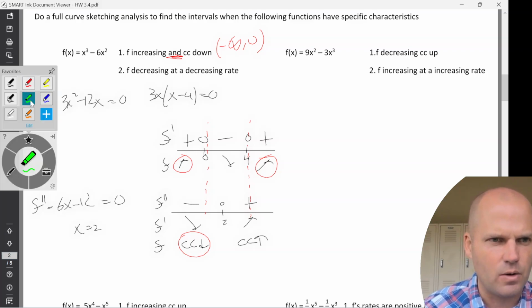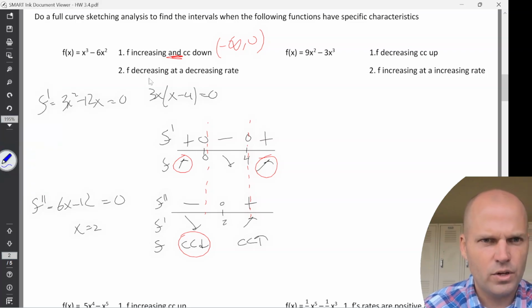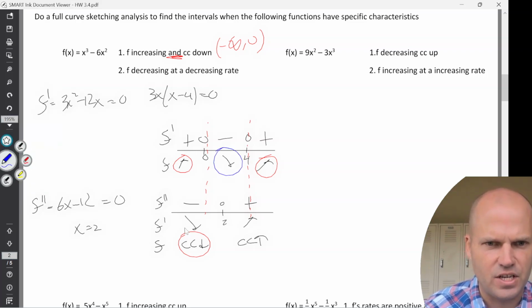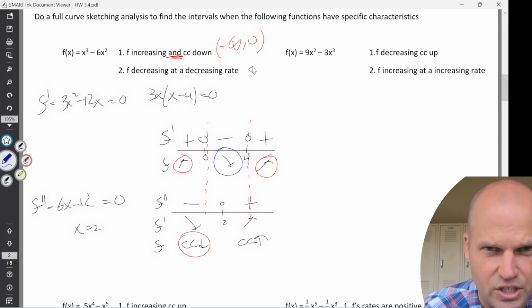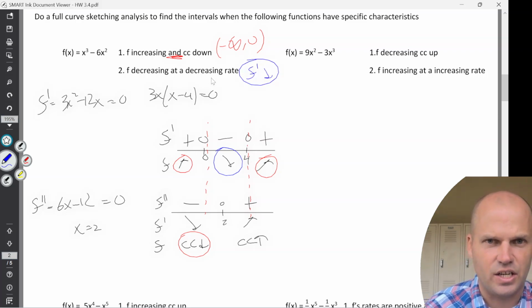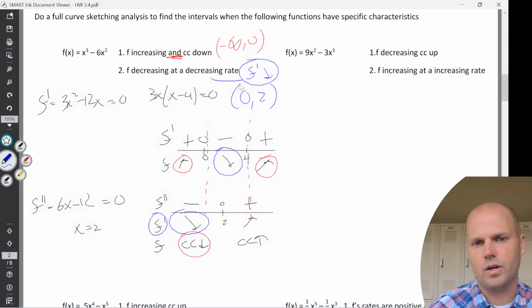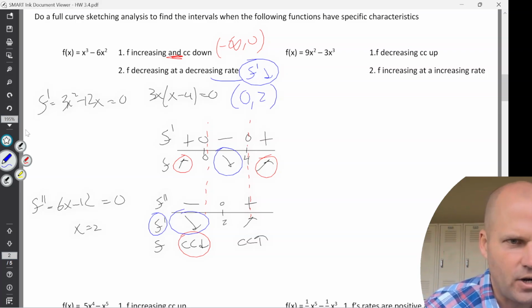Let's do another one. When is F decreasing? Here's F decreasing. When are the rates decreasing? The rates are decreasing when F prime is going down. Okay, that's when F prime is going down. 0 to 2 would be my answer to that question. Okay. Great.